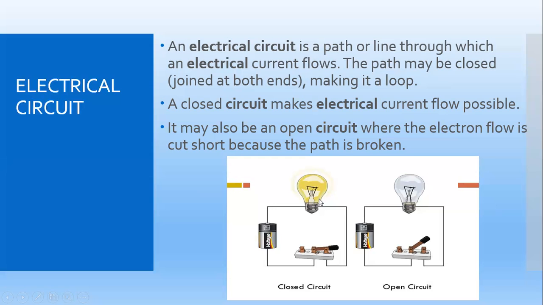The bulb is glowing. In the next circuit, you see this is called the open circuit. In this circuit, the switch is off. The bulb is not glowing. All right, so this circuit is called an open circuit. Keep in your mind, if the switch is on, the circuit is called a closed circuit, and if the switch is off, the circuit is called an open circuit.